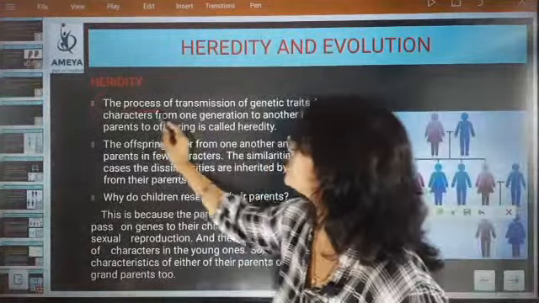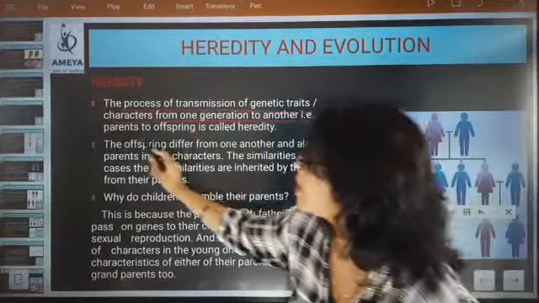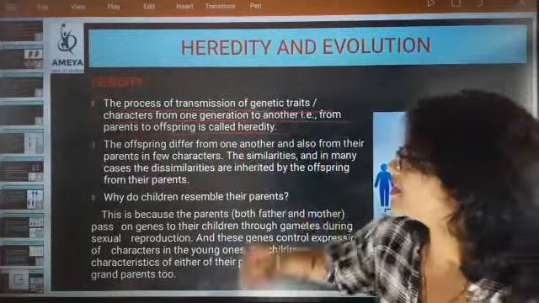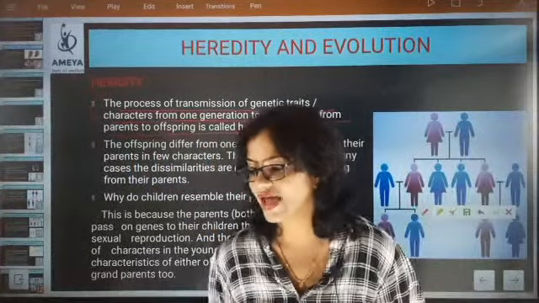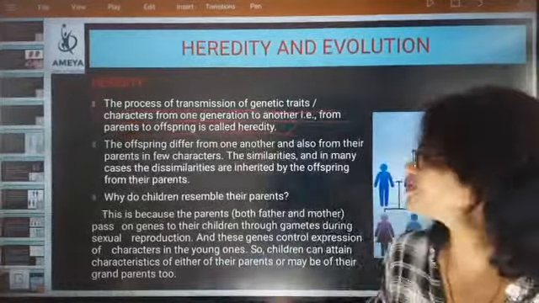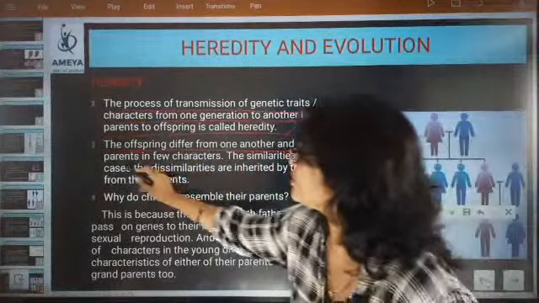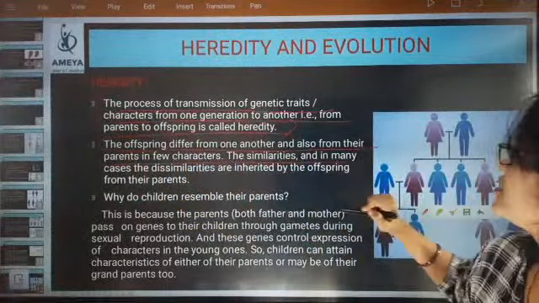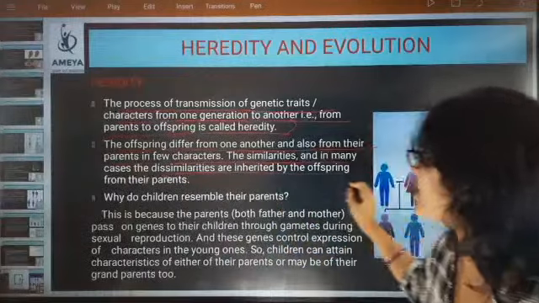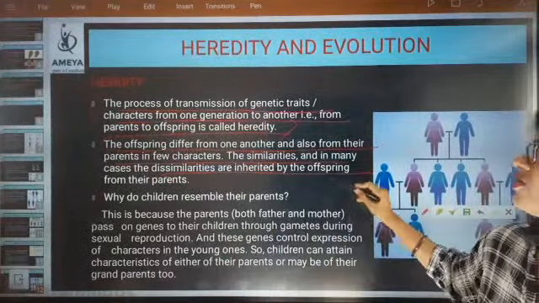The process of transmission of genetic trait characters from one generation to another, from parents to offspring, is called heredity. That means transmission of character. How is heredity responsible for variation? This is one of the questions. The offspring differ from one another and also from their parents in a few characters. The similarity, and in many cases dissimilarity, are inherited, and that is part of heredity.